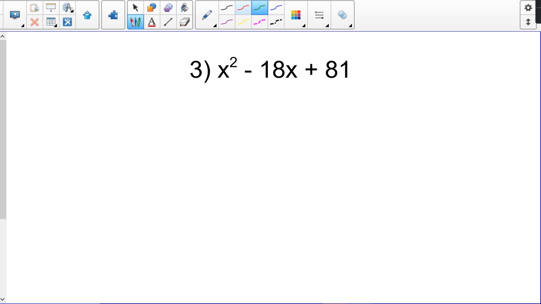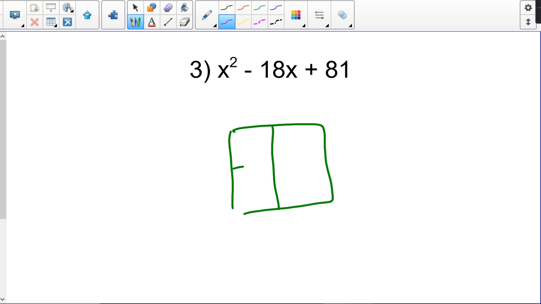Third question, factoring once again. We could draw the box. If you know this without the box, go ahead and do it without the box and just write your answer and skip ahead and see if you got the right answer. Okay, so we have our x squared term up in the top left of the box and 81 in the bottom right. And we know x times x makes x squared. And then we're thinking of two numbers that multiply to 81, and when we add them up, they're going to have to add up to negative 18.